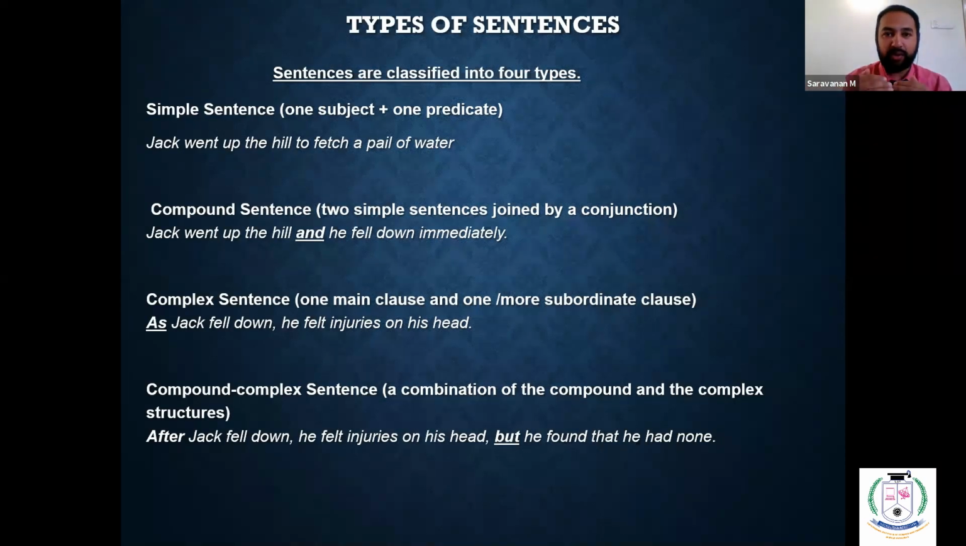Okay, see, I'll repeat it once again. After Jack fell down, he felt injuries on his head. He felt, actually there are no injuries. He only felt. But see the word but we are using, that is the compound sentence over here. Okay, but he found that he had none, that is he had no injuries at all. So this is the combination of compound and complex sentences. Clear, all of you? I hope all of you are clear. Yes, we'll move on with the next slide.